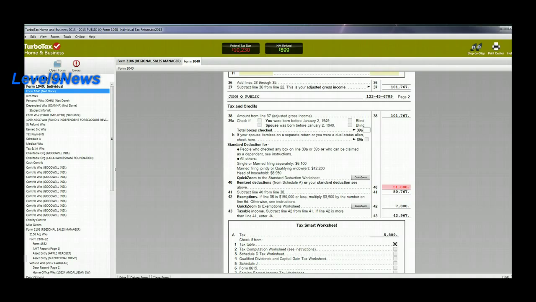In this scenario, John had $51,000 in itemized deductions. Those deductions included medical expenses, mileage allowance for the use of his car for business purposes, a deduction allowance for the use of part of his home as a home office, and various other things, mortgage interest, the things that you are typically allowed to deduct, and unreimbursed employee business expenses, which brings John's taxable income down to $42,967.